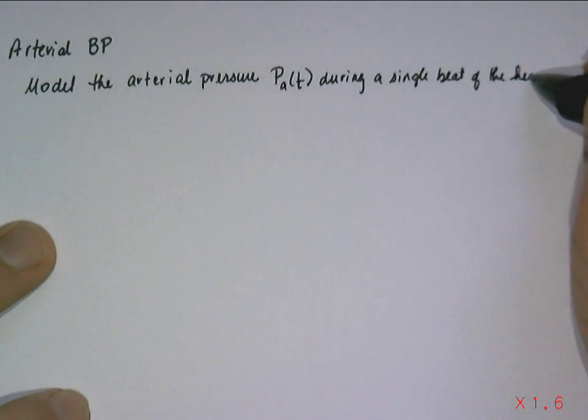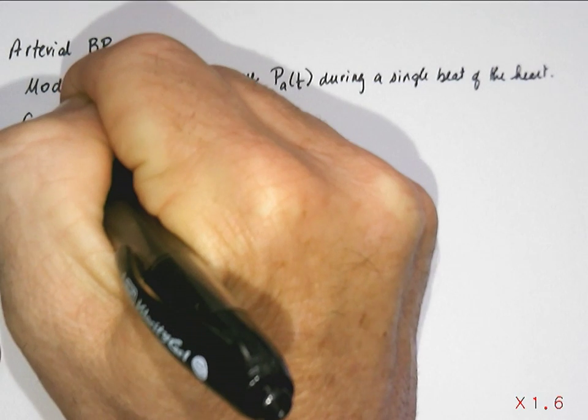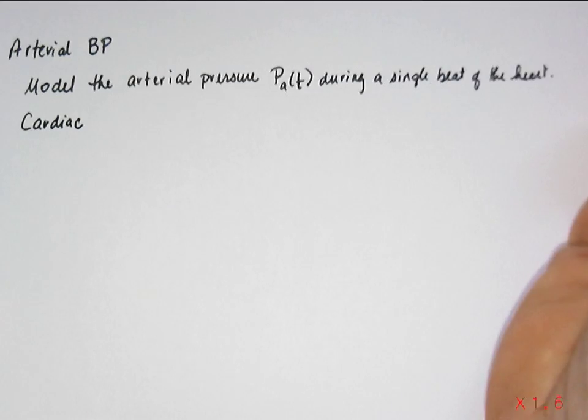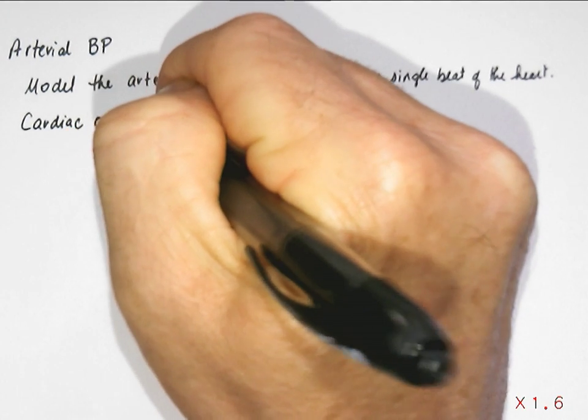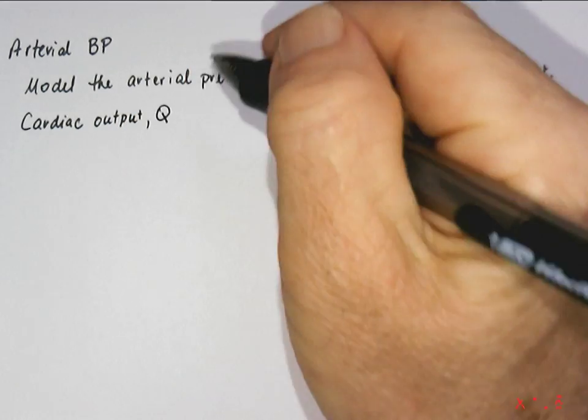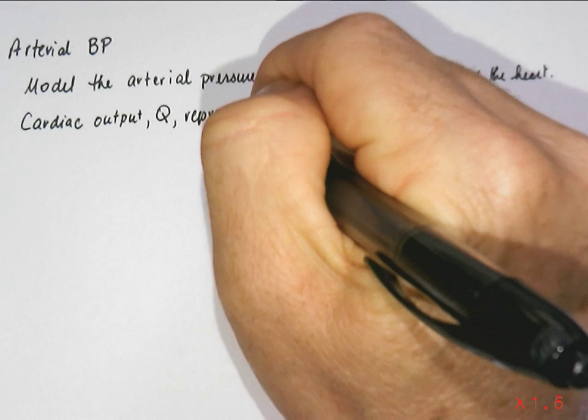So we're interested in knowing how the arterial pressure that you're going to experience changes when the heart has pushed that blood out to your arteries. How is that going to change in time within a single beat? So some other parameters that are important to build in this model are what we'll call cardiac output, and we will use a particular variable name for that. We'll call it Q.